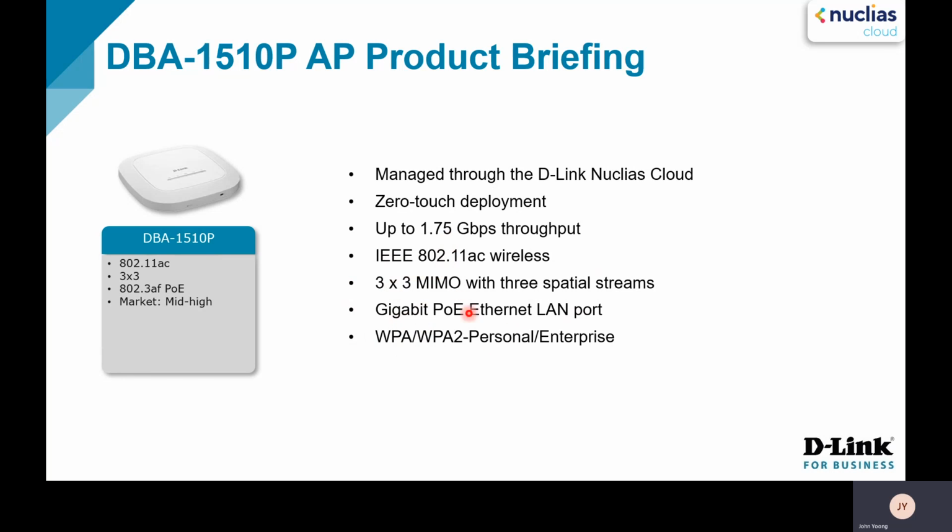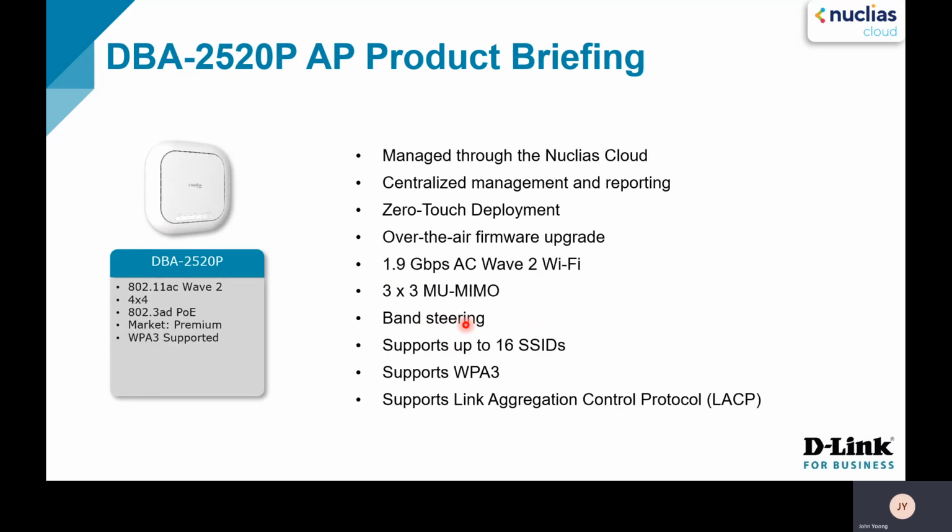Same thing, it comes with a PoE gigabit port. Then we have the better one, the DBA-2520P, 3x3 MU-MIMO, 1.9 gig for the wireless Wave 2. It supports up to 16 SSIDs, supports WPA3, and most importantly, comes with LACP. What is this? This will be able to combine 2 LAN ports together to enhance the overall speed.